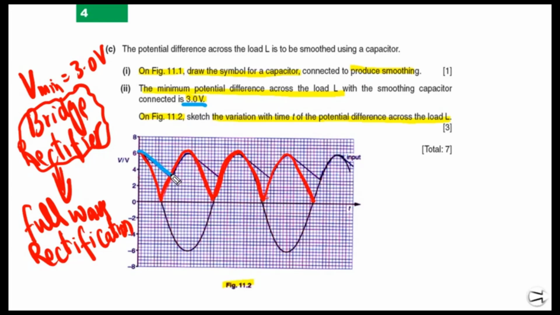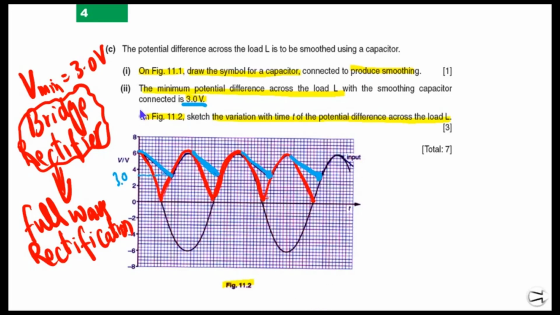You can see at this point this is the minimum potential difference, and this is 3.0 volts, and the same is true for this one. We have to be clear about this. It has to be 3.0, otherwise you will lose marks. Again, here the current will decrease, so the potential difference decreases here, and this is 3.0. Again at this point, the potential difference is 3.0. So this is how we need to draw this. I hope it is clear to you.